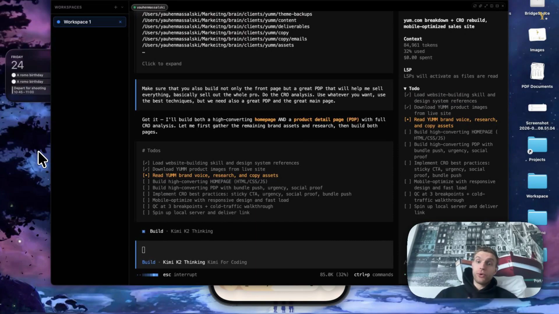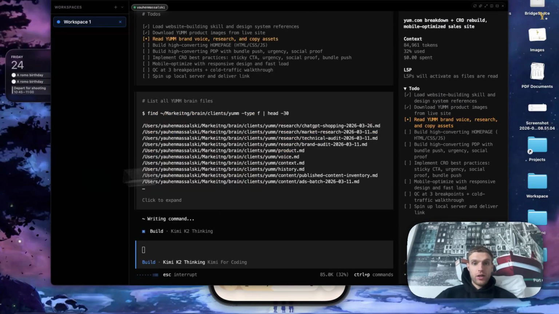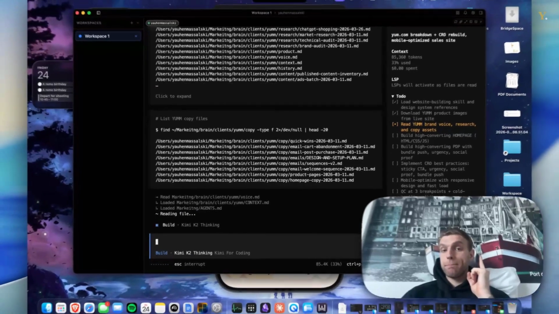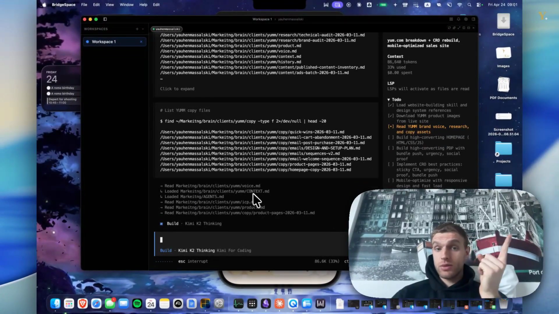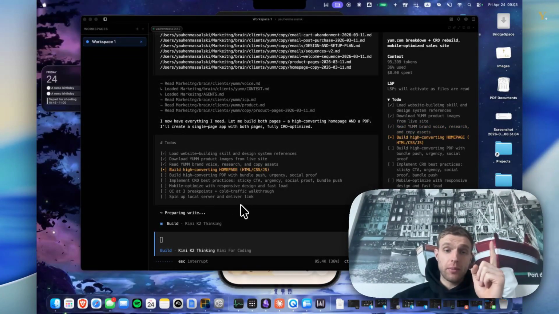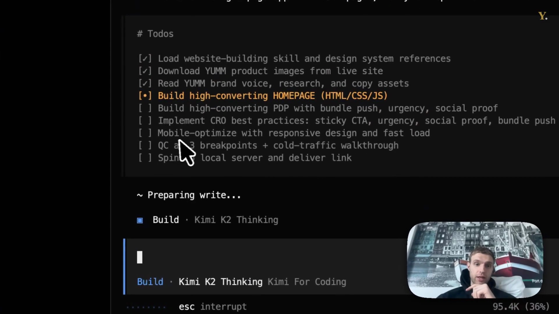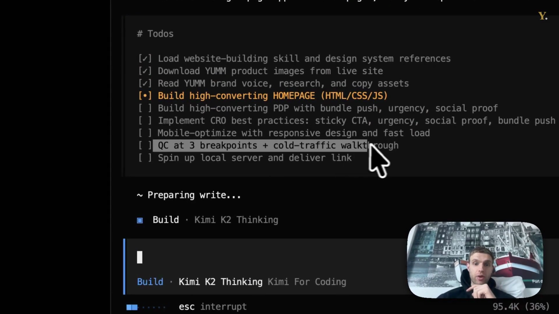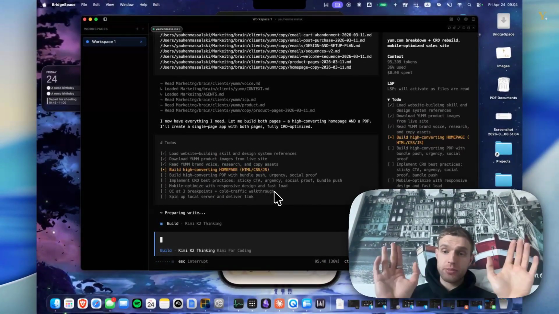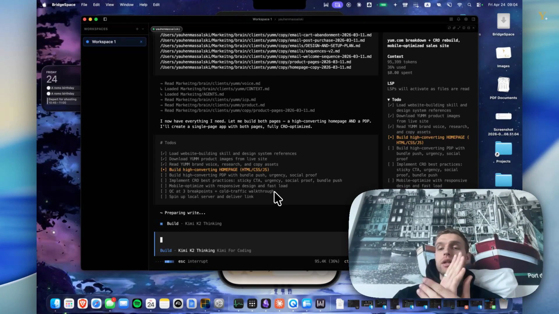Okay, now it's built the whole plan, and as you can see, it's the whole plan right here on the right, and we will make some changes when this starts. One of the biggest things I like about this particular Kimi thinking model is, if you see right here, there's a step called QC at 3 breakpoints plus cold traffic walkthrough. This is very important for any e-commerce brand or anything like that. The types of conversions are basically spread into hot traffic, warm traffic, and cold traffic.